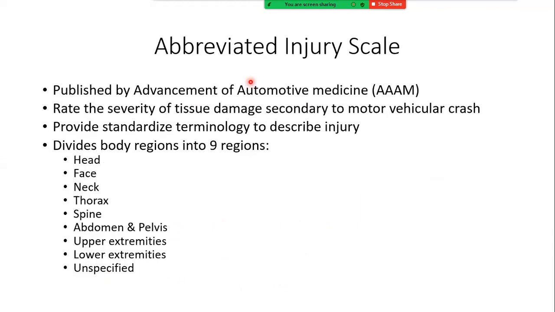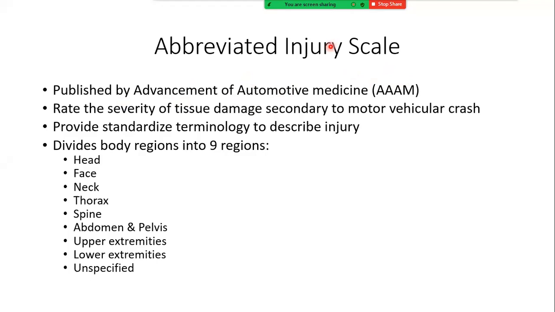So coming to the first anatomical score, the Abbreviated Injury Scale. It was first published by the Association for the Advancement of Automotive Medicine. This AAAM is one organization, and every 4 years they update their manual, like for every injury, what score we have to give.